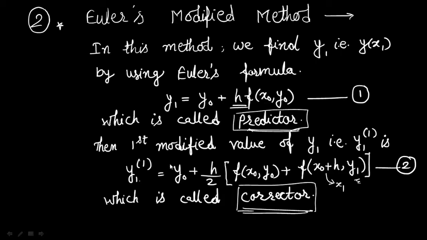Then the first modified value of y1 is y1 of 1 equal to y naught plus h by 2 times function of x naught, y naught plus f of x naught plus h, y1. Now here x naught plus h we can write as x1, and we call this the corrector value. This corrector value we also find out by using the formula. Here y naught is already given, h is already given, function of x naught, y naught and function of x1, y1. We substitute all these values and find out y1 of 1.